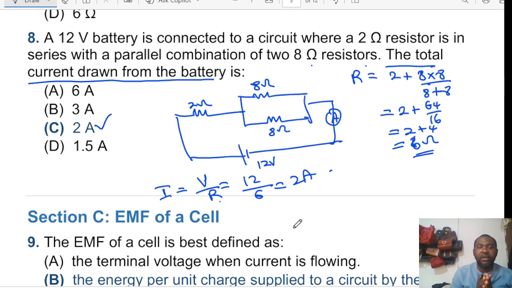Very easy. But what if I am asked to find the voltage across the 2 ohms and the voltage across the 8 ohms? I just want to add this, just to help you here. In this case, the voltage across this, I can call it V1, and the voltage across this parallel combination, I can call V2. That's important. Finding V1 is very easy.